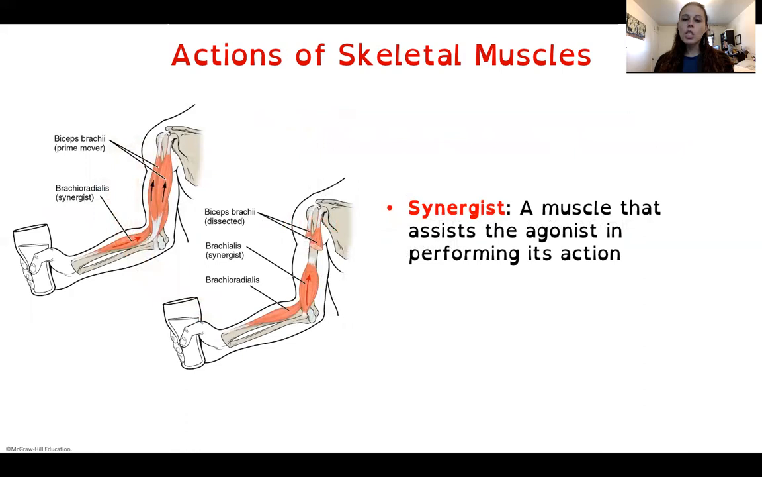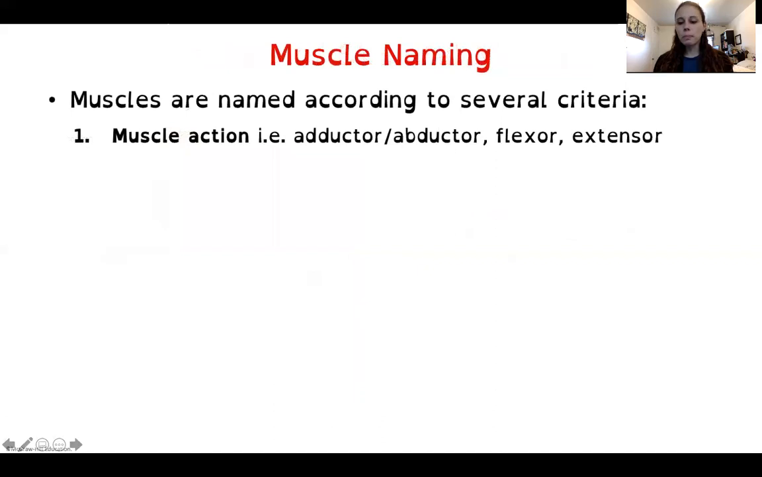There are also synergist muscles, which are muscles that help agonists perform an action. So for example, here with forearm flexion, we have the brachioradialis and the brachialis that are synergists of the movement. And the biceps brachii is the prime mover. So they are just helpers.